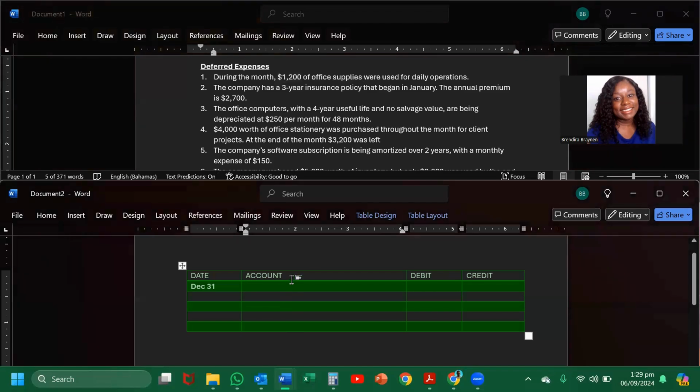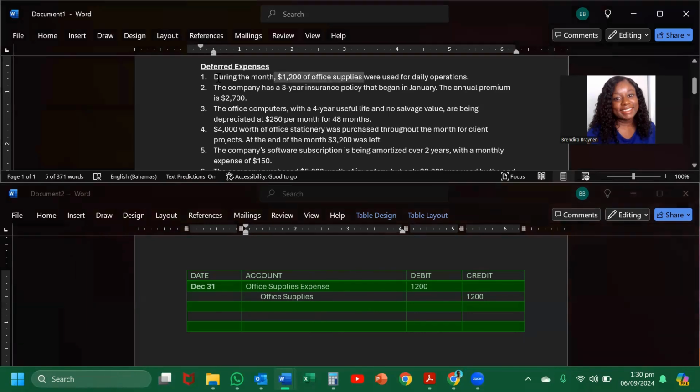In most instances, whenever we have supplies or things that we put up there as an asset, we're going to debit the expense account. So we can put office supplies expense, a debit of $1,200, and we can credit that same office supplies account that we would have used when we first purchased the item. And if you remember, in a journal entry I have to indent my credit account just so that it's clear. Okay, so question number one, during the month, 1,200 was used for daily operations.